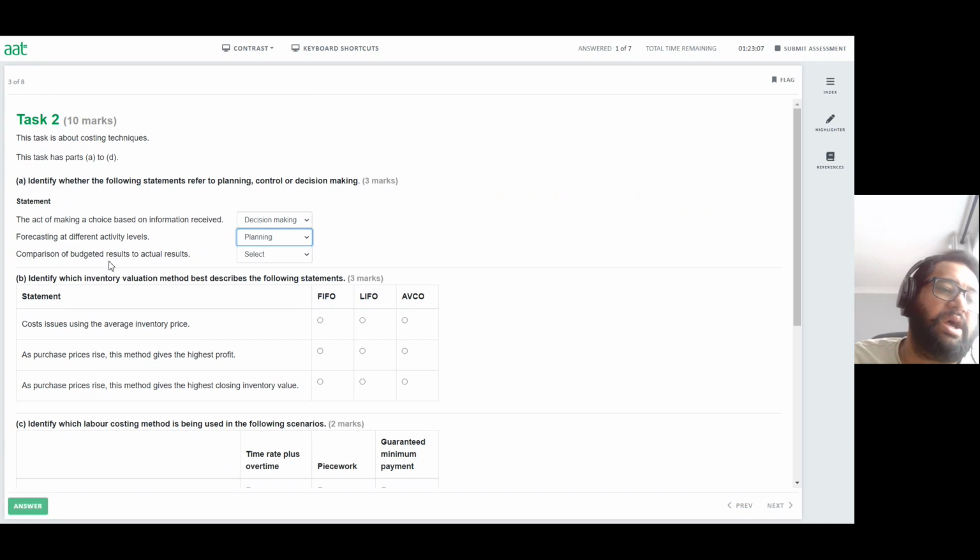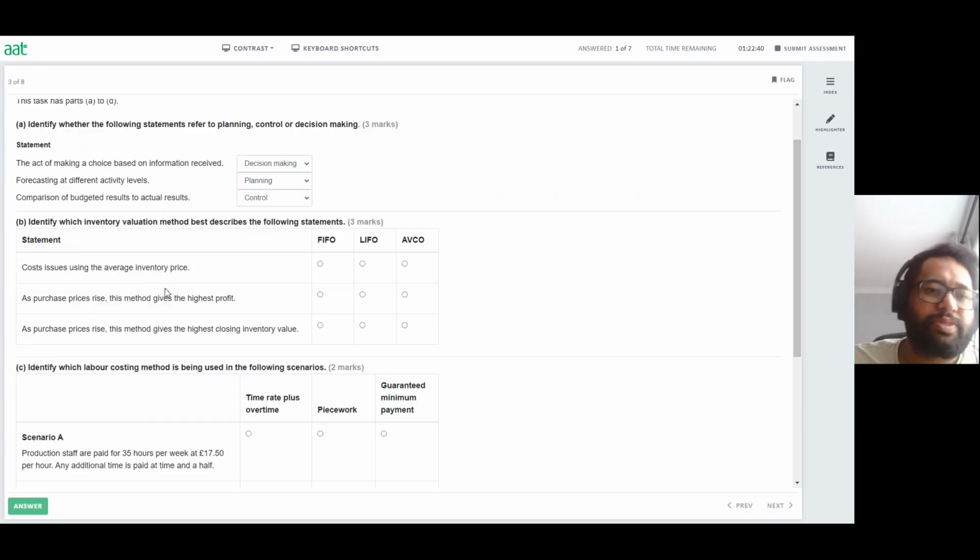Comparison of budgets, budgeted result to actual results is going to be controlled. So that way, we are comparing what is estimated or expected to what actually happened. That way, we'll be able to control our scenarios. We'll be able to find out, okay, what could be the reason my cost is high here? How I managed to get more revenue? Or where I can make some savings for future. This is what the word control means.